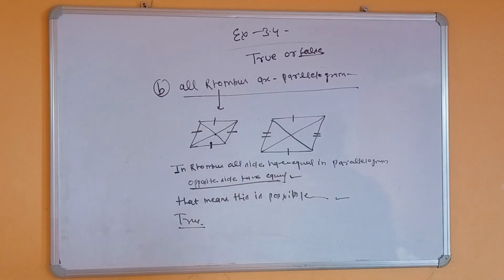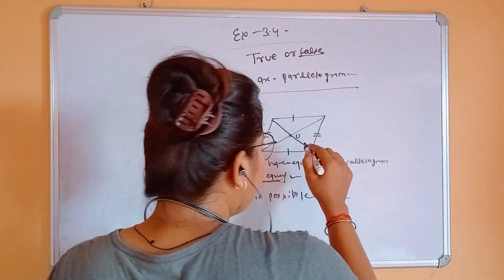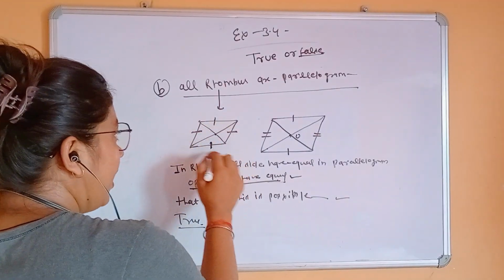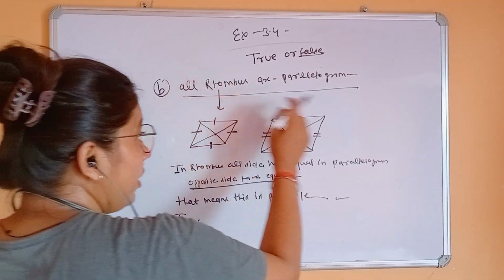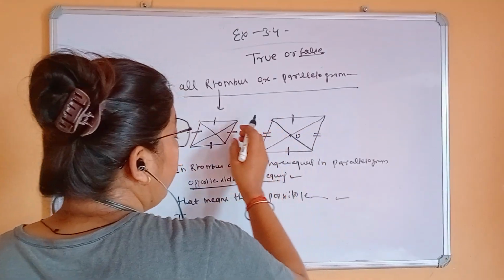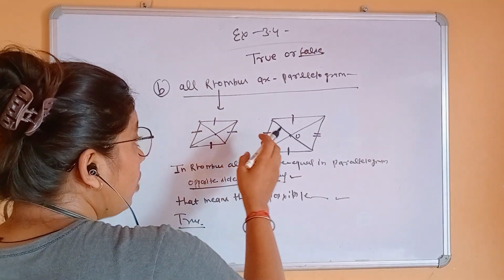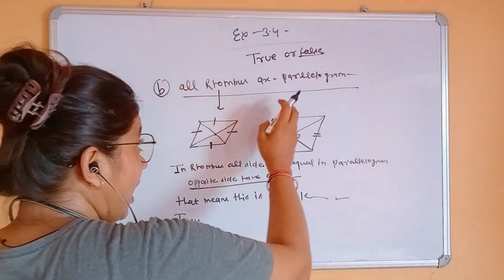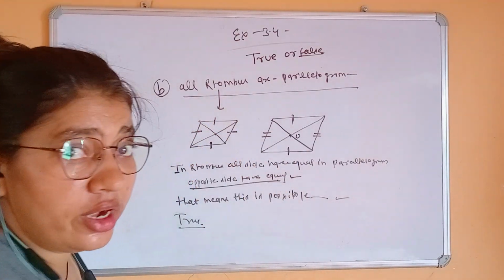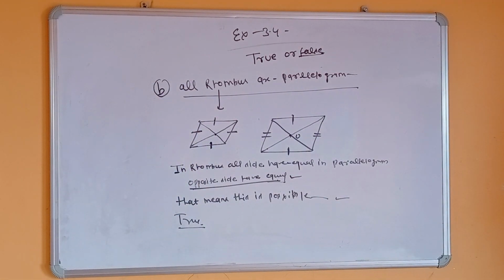One thing you understand here: the diagonals also bisect each other. That is the only thing where rhombus and parallelogram differ, the four sides. The reverse is not true, because the reverse says all parallelograms are rhombus, which is not true. In a parallelogram opposite sides are equal, in a rhombus all sides are equal. So the reverse is not true. Only true is that rhombus are parallelogram, because the parallelogram property of equal opposite sides is followed by the rhombus. So first write, then understand the next question.